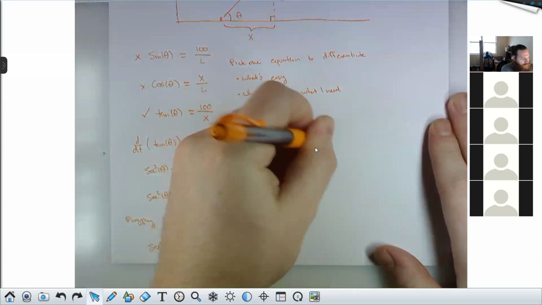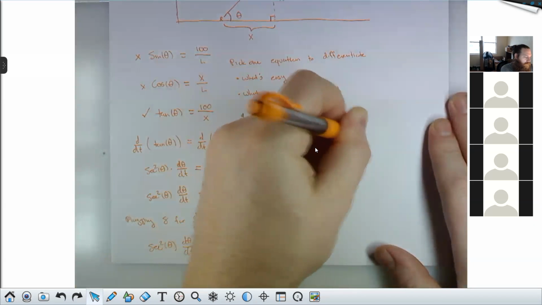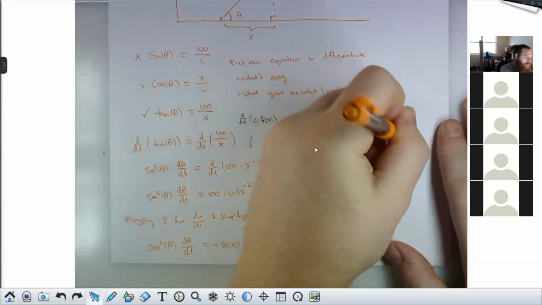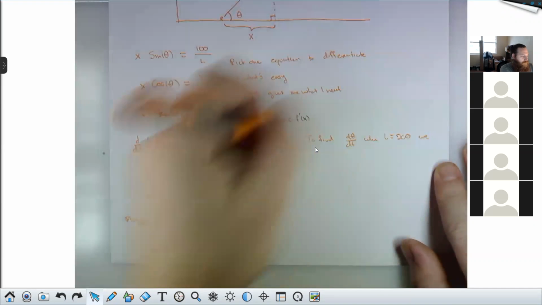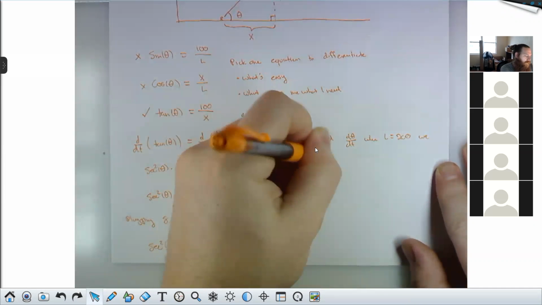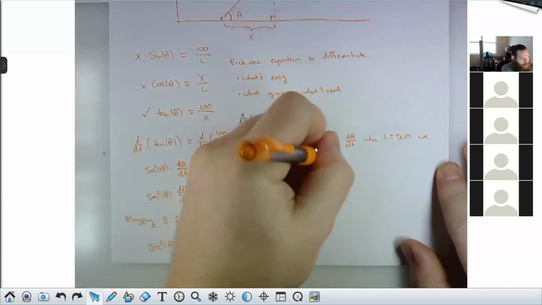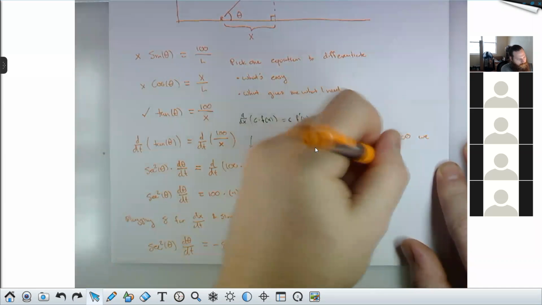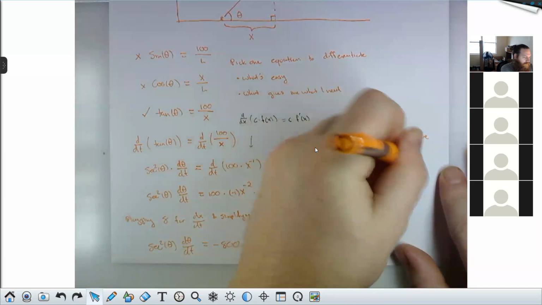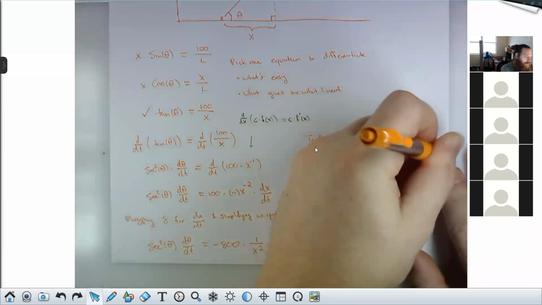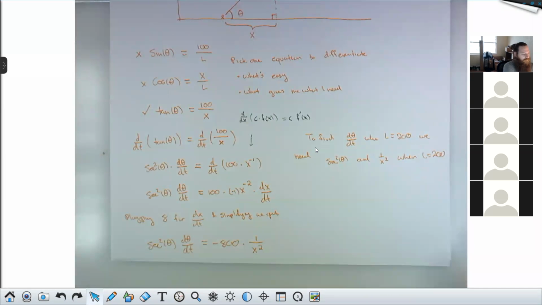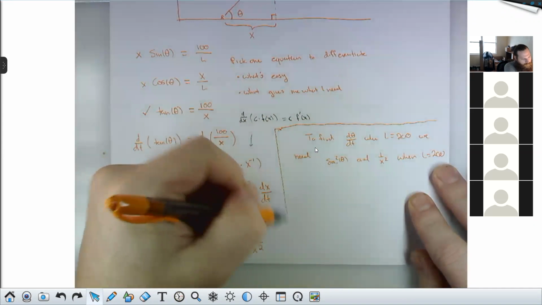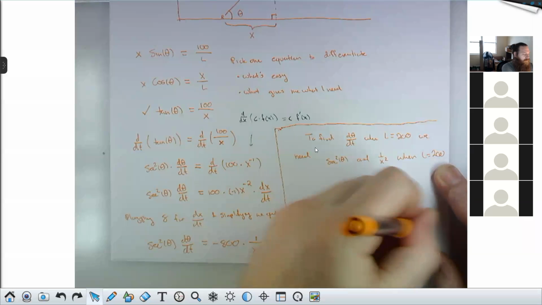So to find d theta dt when L equals 200, we need secant squared theta and 1 over x squared when L equals 200. And this is a pretty common thing where we're going to have to come back here and redraw our picture at the specific moment in time that we're interested in.